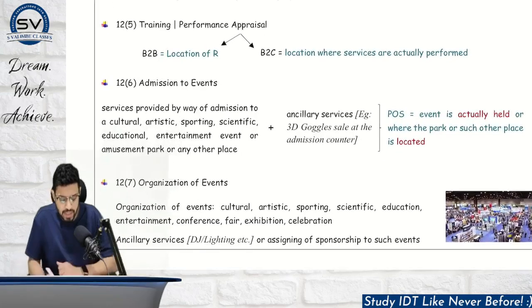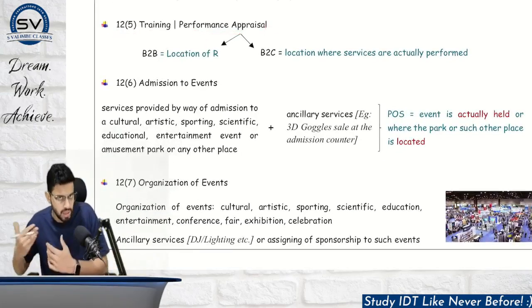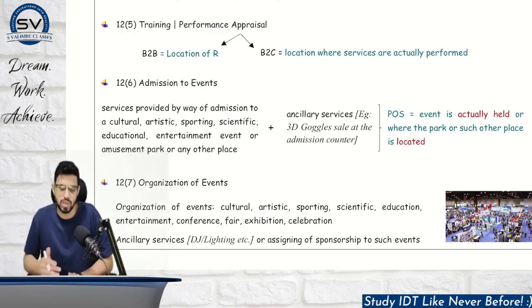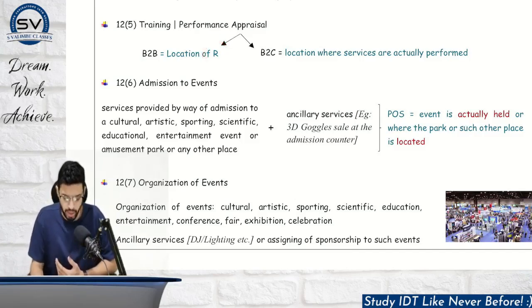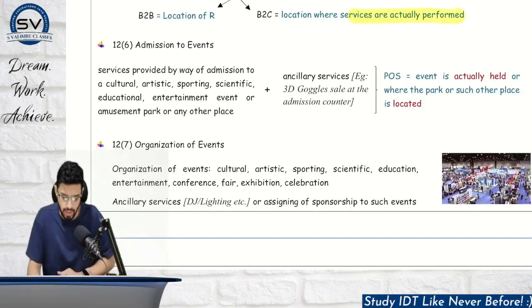Next, section 12 subsection 5, training and performance appraisal. So basically, let's say I am providing GST training services, I am helping with appraisal of performances. Here you have to see B2B or B2C. If B2B, the location of the recipient is the place of supply; B2C, the location where they are actually performed. So this stands very simple and plain.